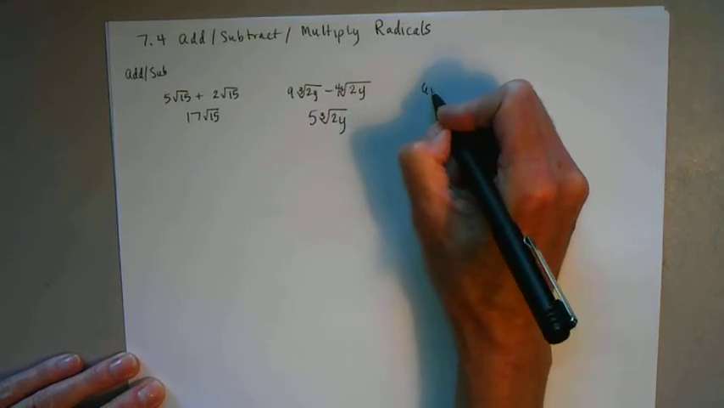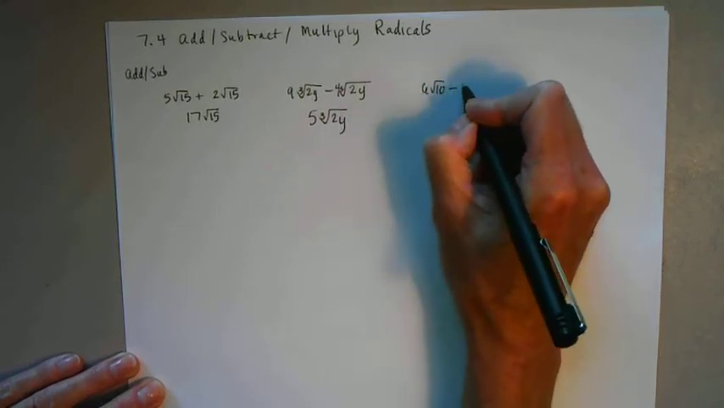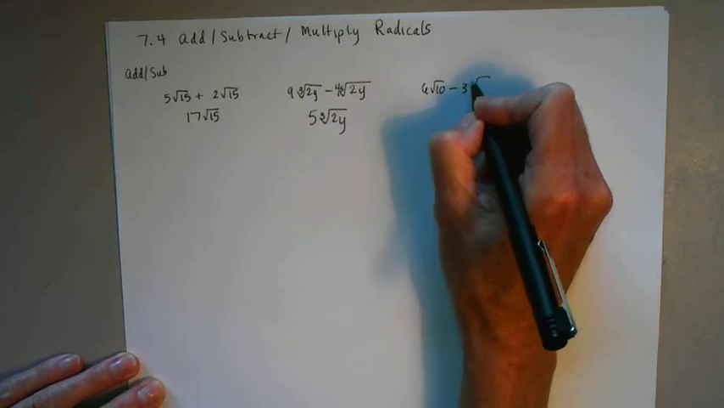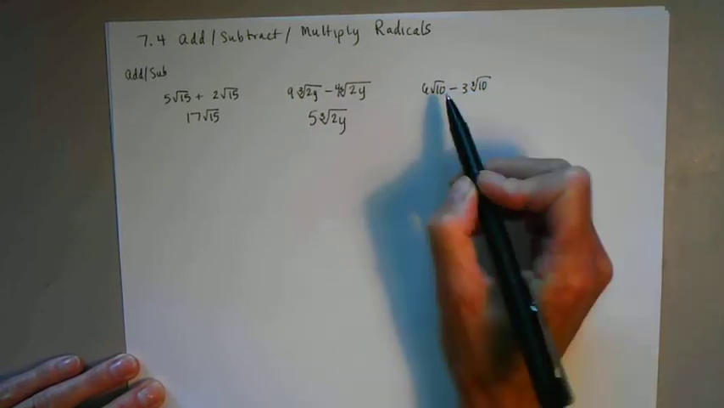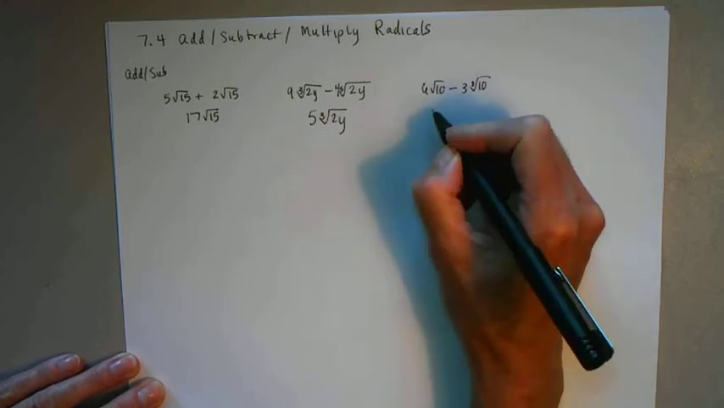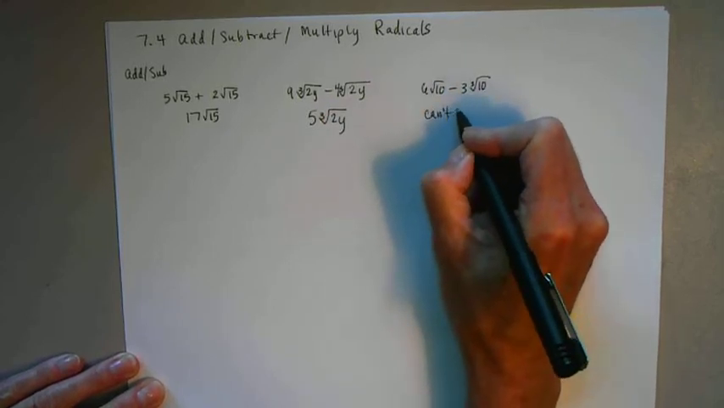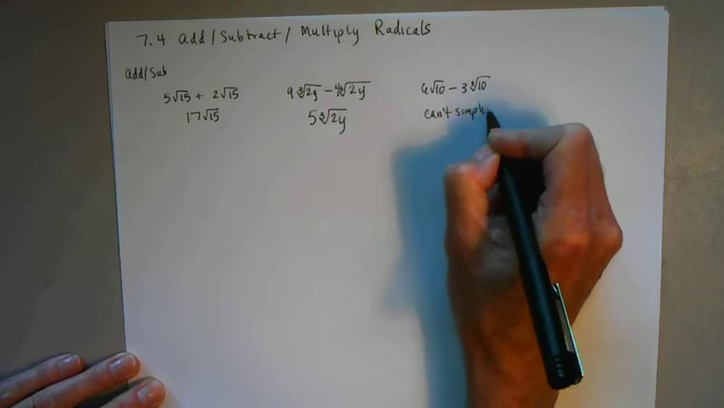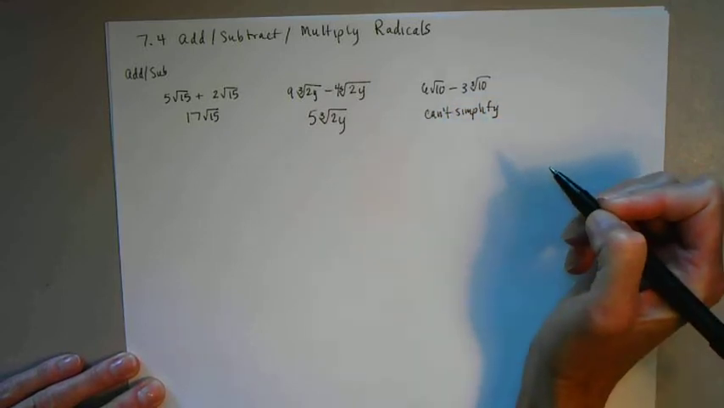Now, if you saw something like this, square root 10 minus, say you had the cube root of 10. Now the roots are different. So if the root is different or the radicand is different, all you do is simply say it can't simplify. So they have to be the same to add them.